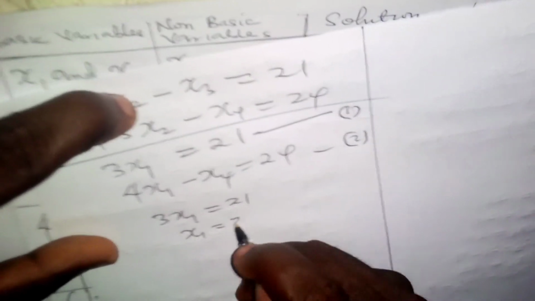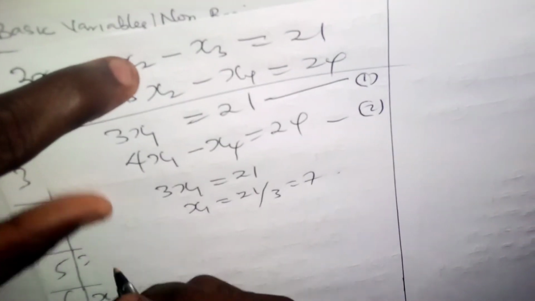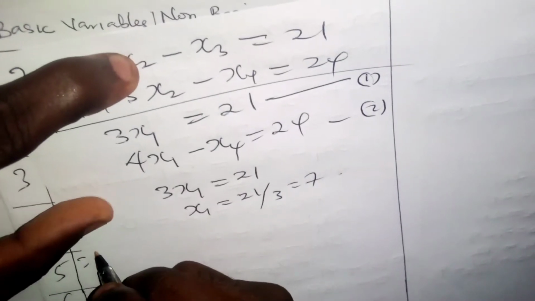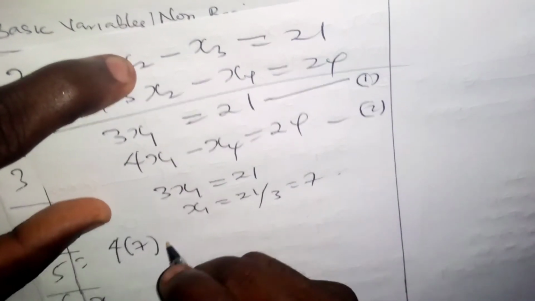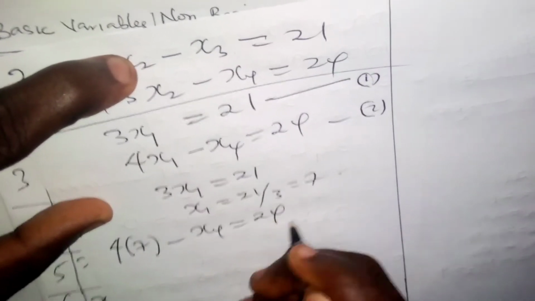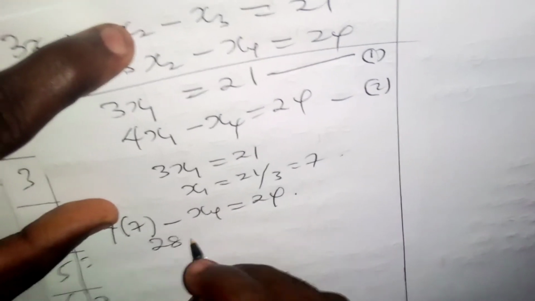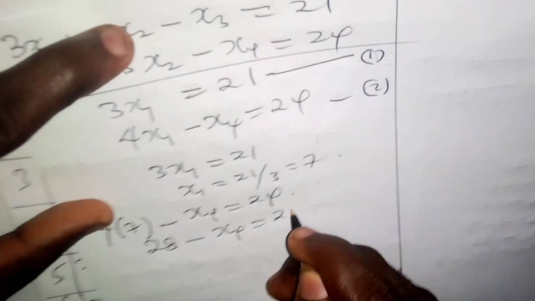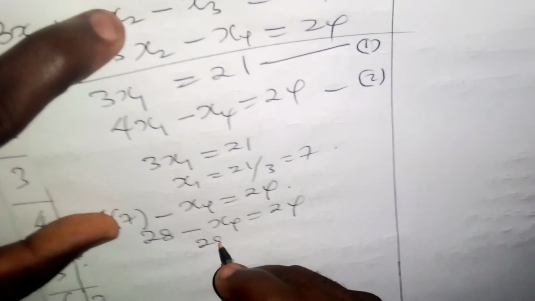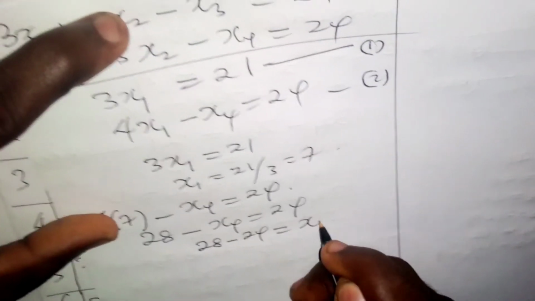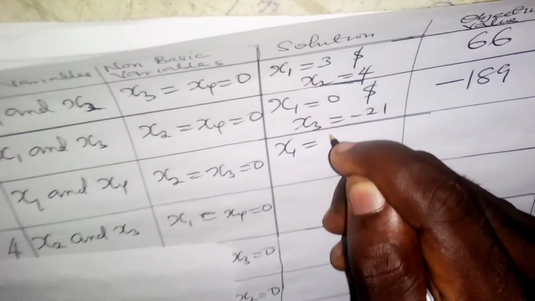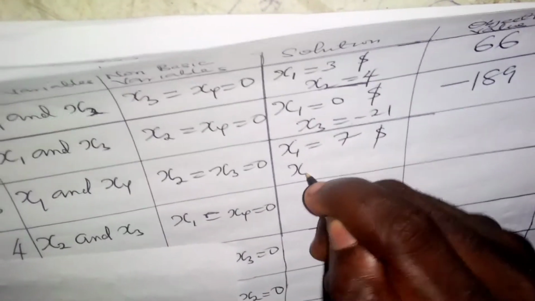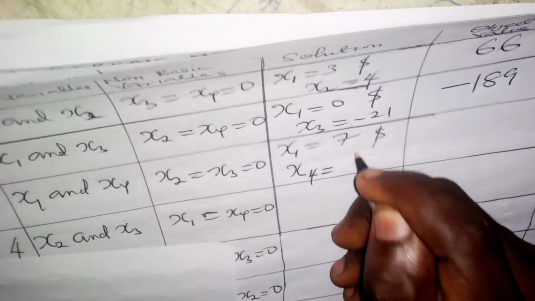So x1 equals 21 over 3, which is 7. Now put this into equation 2. So we have 4 into 7, because x1 is 7, minus x4 equals 24. You multiply: this is 28 minus x4 equals 24, which is 28 minus 24 equals x4, which is 4. And we can see that our x1 is 7 and our x4 is 4.